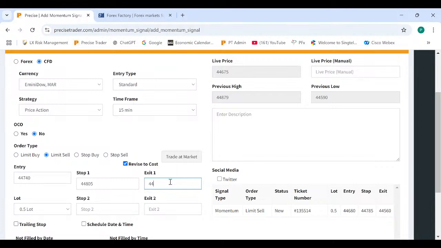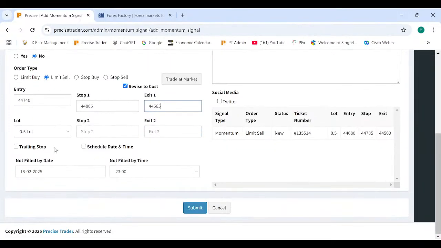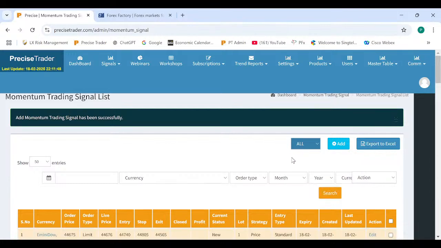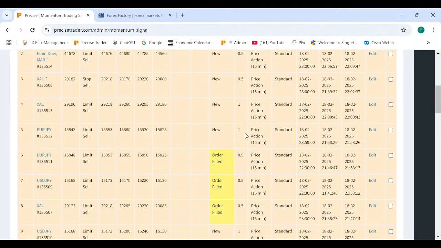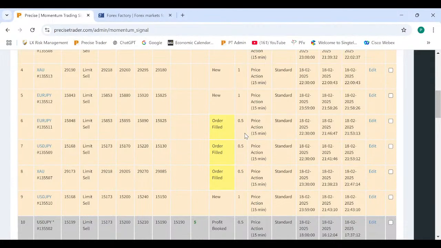I think I will still stick to my target at 565. This is one lot, and again we'll put it until 11. So now we have 3 trades on hand.